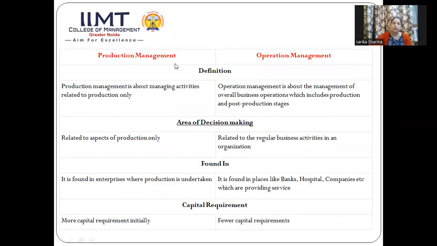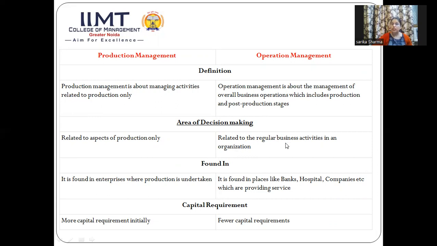So there is a difference between production management and operation management. Production management is about managing activities related to production only. But in operation management, we can add all the activities related to production as well as after production. So operation management is about the management of overall business operations, which includes production and post-production stages. Now, the area of decision making: in production management, it relates to aspects of production only.